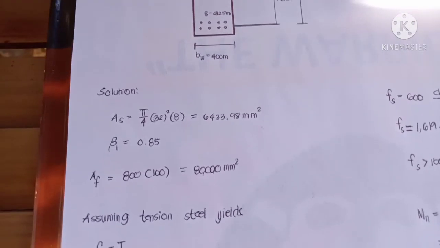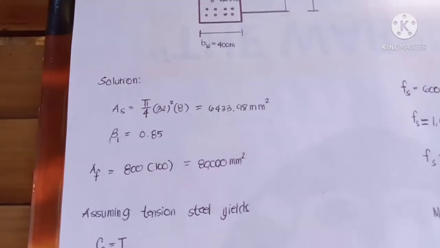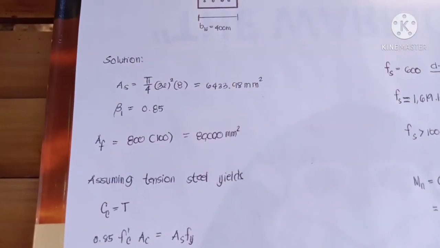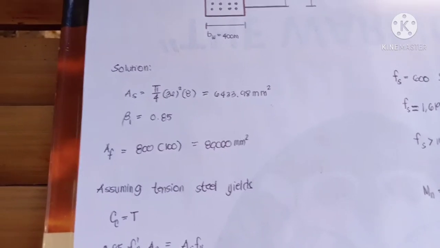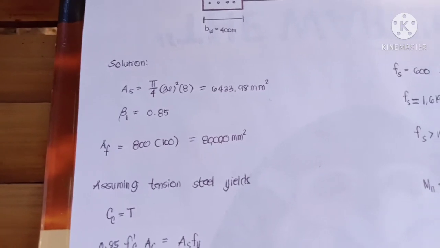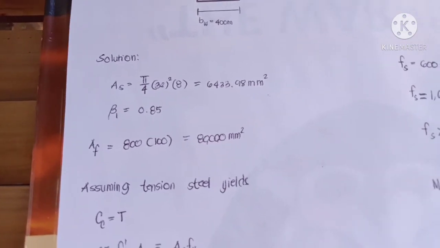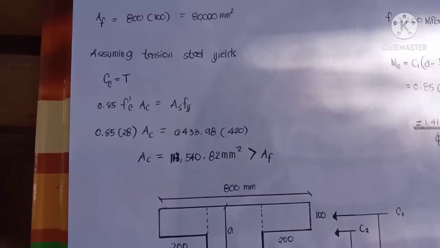Now, let's compute for the area of the flange of the beam. So we have here 800 for the effective width of the flange and multiply it by its flange thickness. Now we obtain the area of flange equal to 80,000 mm squared.